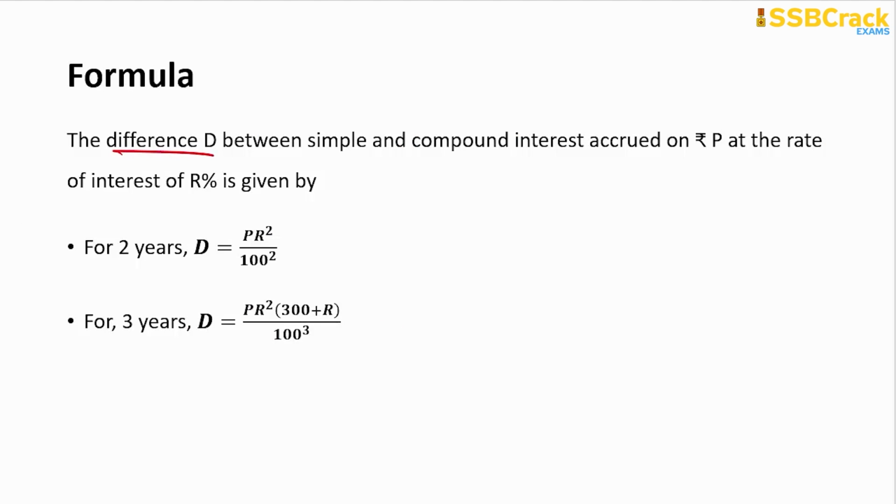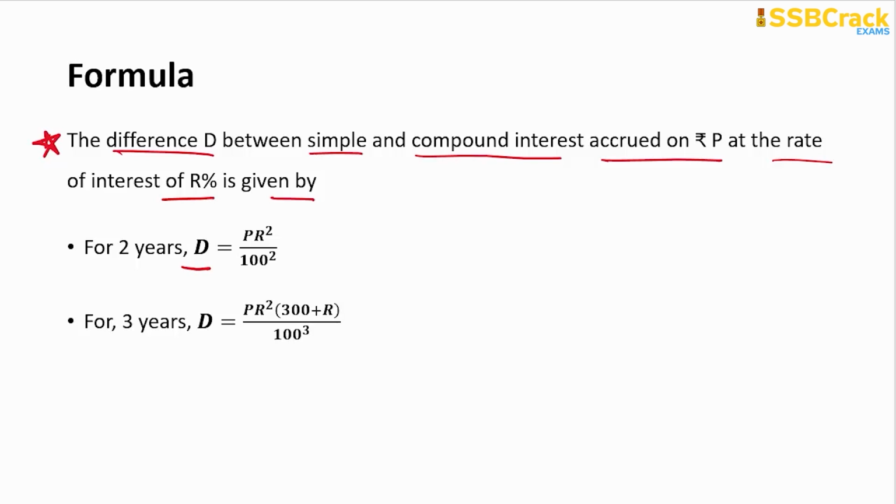The difference D between the simple and compound interest accrued on rupees P at the rate of interest R% is given by. Understand, this is the formula to find out the difference between simple and compound interest when you know in the problem the principal amount and the rate of interest R, which is the same for calculation of simple interest and calculation of compound interest. So you can easily calculate the difference D, which is basically dependent on the time period.